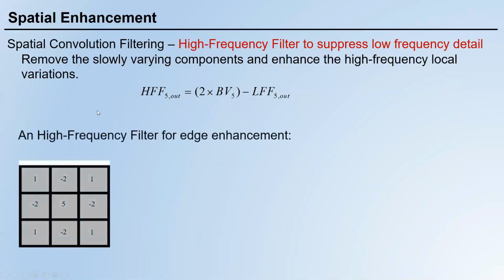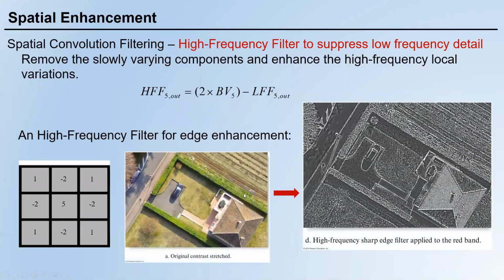So a high frequency filter for edge enhancement or boundary enhancement. Okay, so here is the filter. Okay, and this is the result. It's the same image. After the high frequency filter, you can see those boundaries between land cover types. They are very clear here. Okay, so here is just another example.